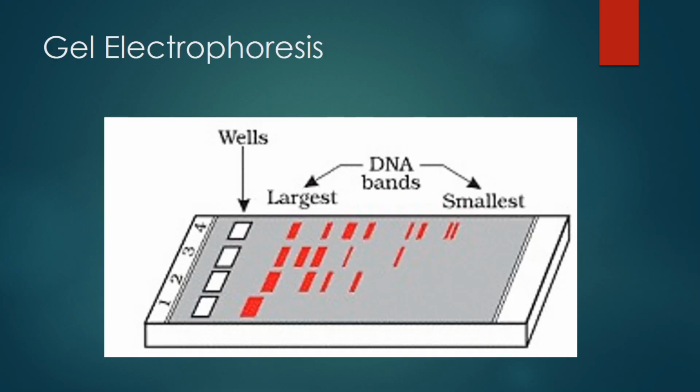Now, let us see how gel electrophoresis takes place in the diagram. Here we can appreciate wells. The cut fragments of the DNA are kept in these wells, and on application of electric field through the sieving effect, the DNA fragments move towards the anode according to their size. The smallest DNA fragments move the farthest from the well. The largest DNA fragment stays near to the well.